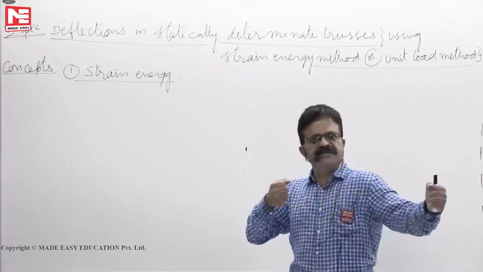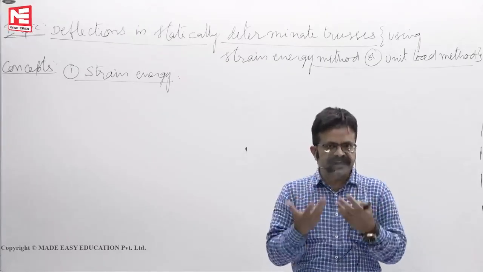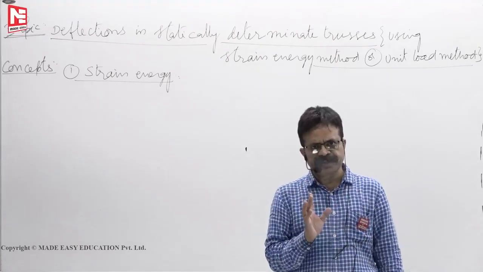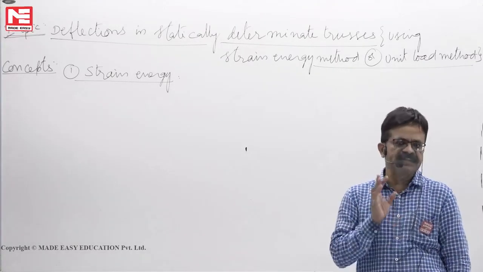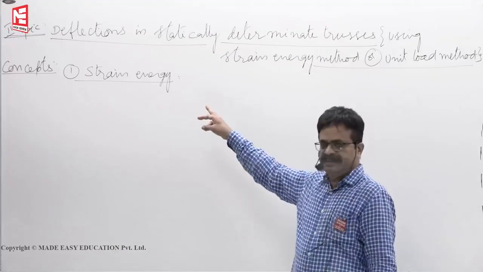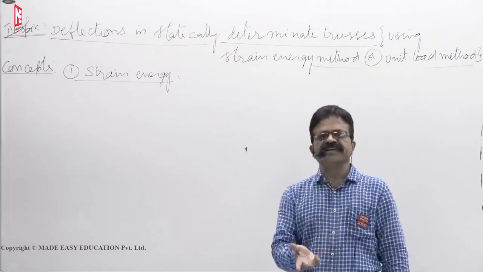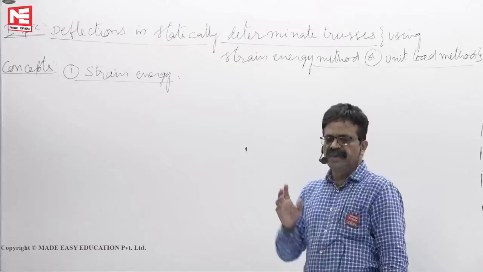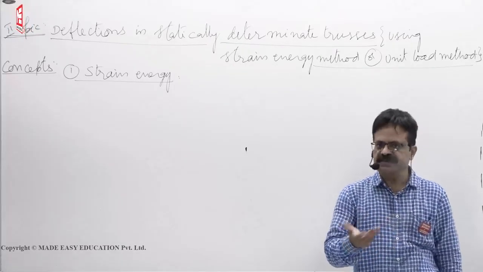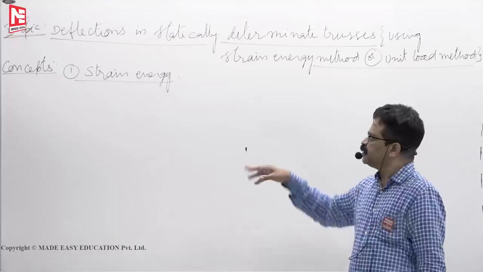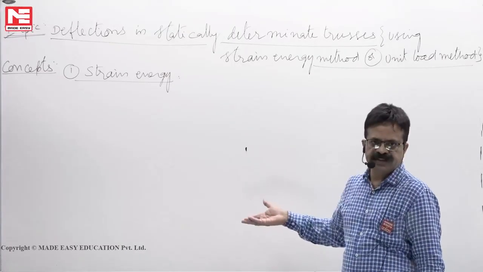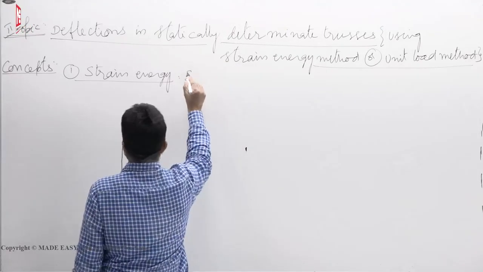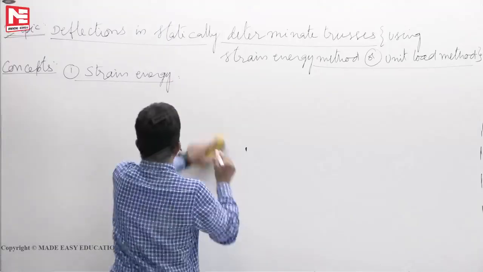Supposing that you strain a body. Straining a body means pulling, pushing or shearing. Whatever way you strain the body, if you are able to store energy, then that is called strain energy. Strain energy means energy stored due to straining of a member. That straining can be pull, push, bend or twist. All four forms of energy expressions we have studied in strength of materials. Now we will see the extension of that, how we have to find the deflections.